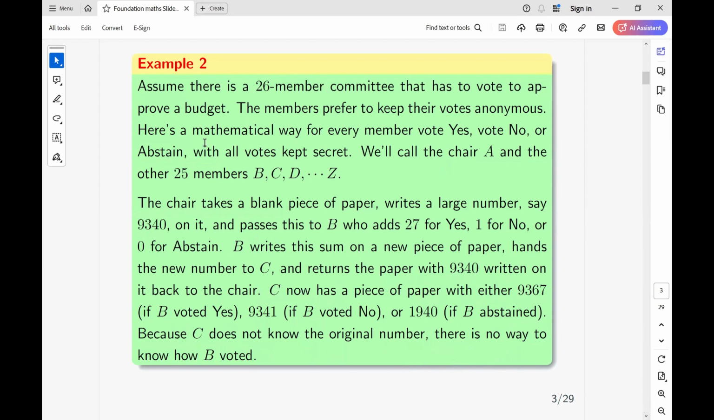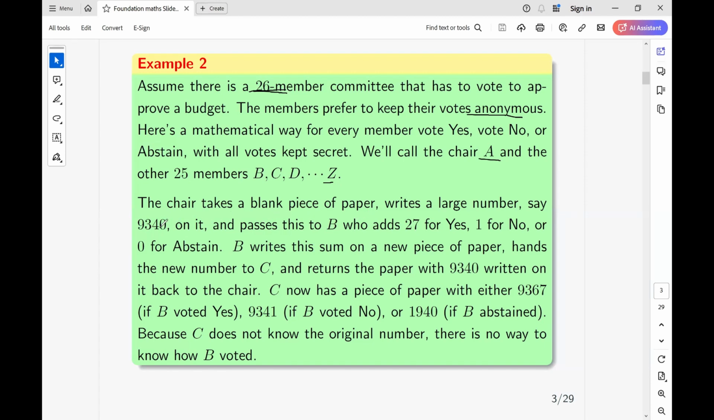Now, let's look at this other example. I want to emphasize your selection of numbers. Assume that we have a committee that has 26 members, and we want to vote for a budget just as we've done here. The members prefer that their vote should not be known. They want to vote anonymously. So we do the same way, because there are 26 members, let's assign them A, B, C, so that the chair takes the letter A, then the 26th person takes Z.